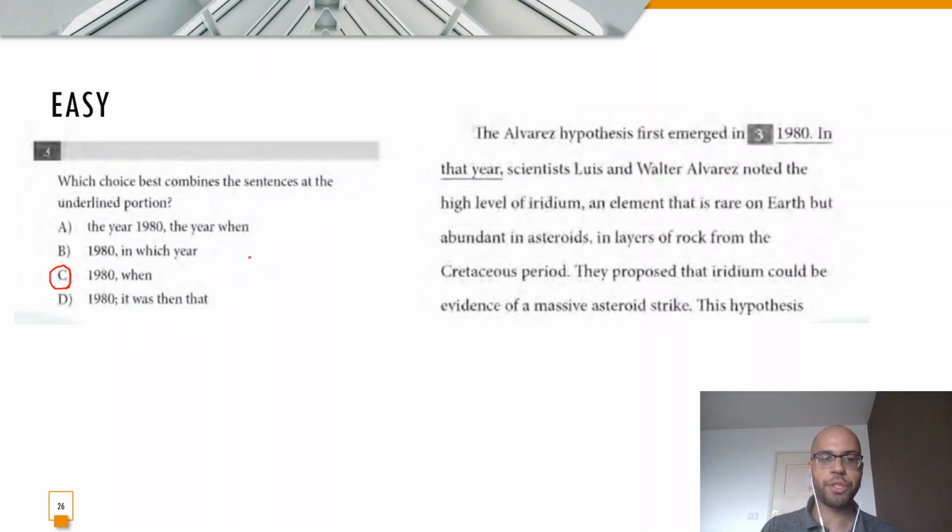These others are just saying "1980 in which year." Everybody knows 1980 is a year. You don't need to say "the year 1980, the year when." Oh my gosh, look at how repetitive that is. "It was then that." We can just say "when." There's no need to restate. Notice that pattern, "it was that." I think we've seen that pattern before. Let me just quickly go back and see if we can find that pattern.